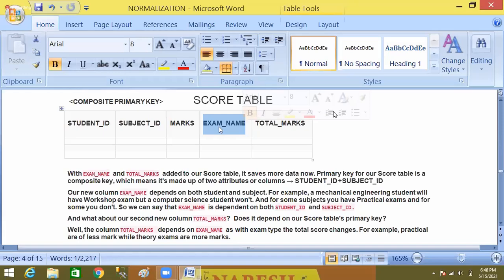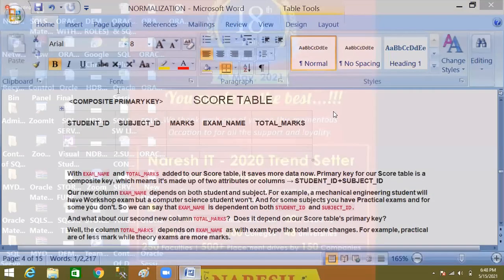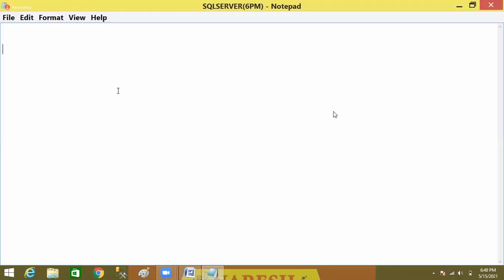Why, sir? How, sir? Okay, now the question is coming. Why is total marks not depending on marks, and depending on examination name instead? Yes, there is a reason. Let's see: different students have different subjects, right? Along with their subjects, their examinations also change. For example, let's see.